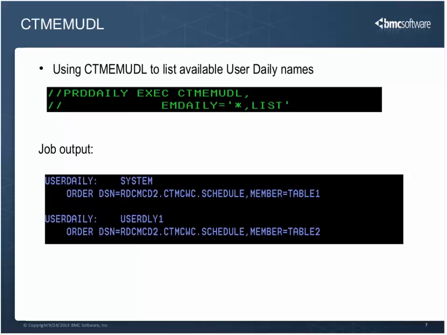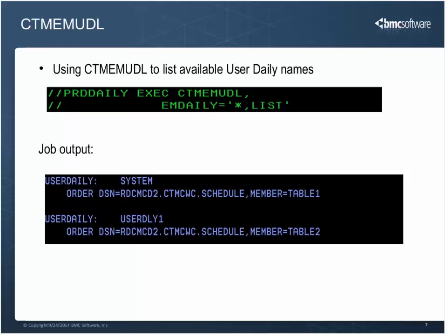In the first field on the parameter you can see an asterisk. In this case, an asterisk means please list me all the user daily names that Control-M knows about. If you know a specific username, like user DLY1 underneath, you can put that there instead just to show you specific tables. And in the bottom part of the screen you can see a sample of what the report would look like once you've run it.